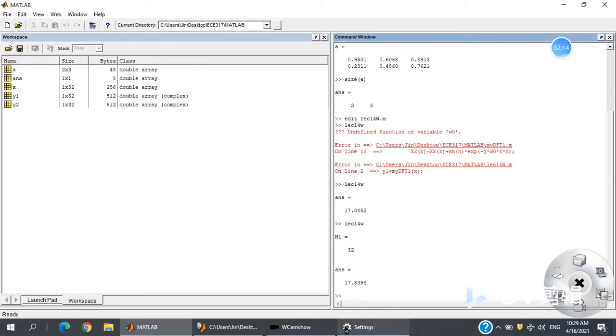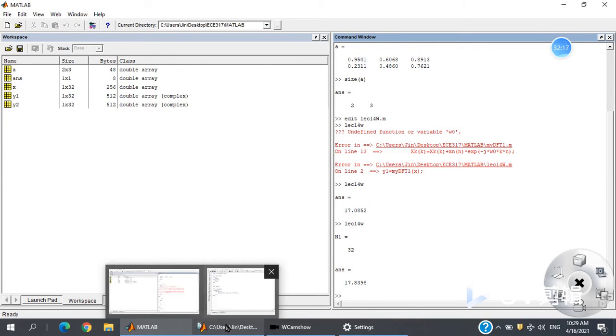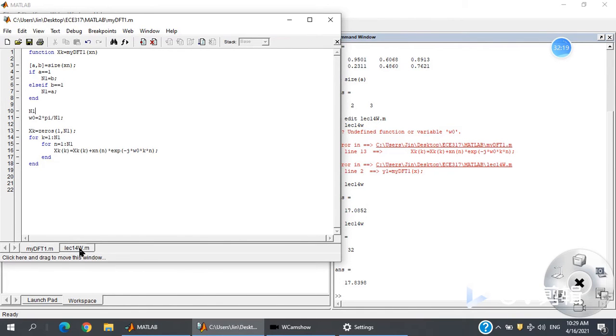And y is 32. Okay, and it will be good. And then xk starts from 0, and xk is xk plus xn times exponential power negative j omega 0 k n. Oh, here I need to use minus 1. So inside this power, this will be k minus 1 and n minus 1, right? Going from 0 to n minus 1. Okay, this will be good. Save.